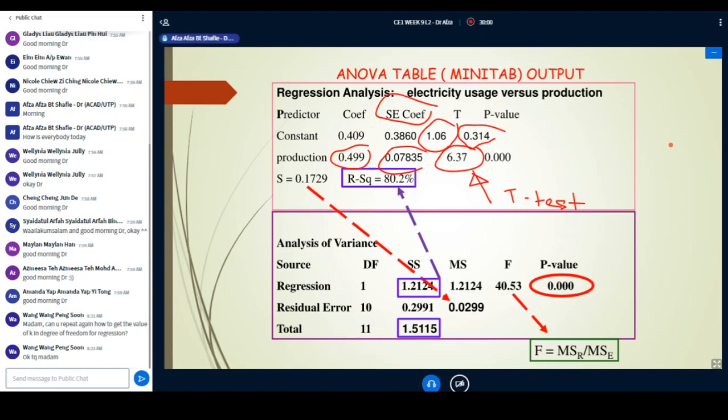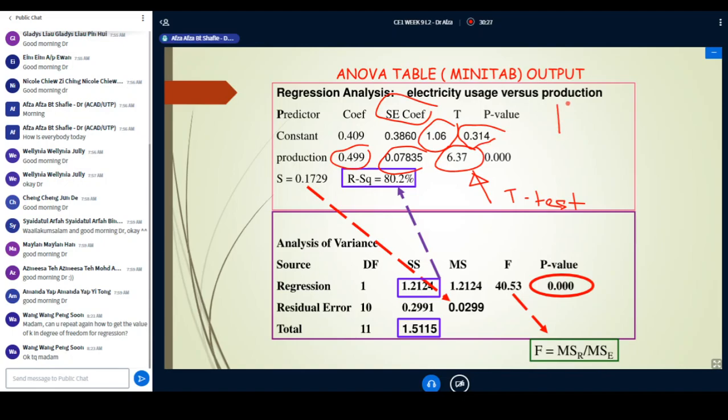That means the line will pass through the origin. It doesn't matter because the t is basically not significant, because you get 0.314. How do I know it's not significant? Because I will always compare that with 0.05. So when I compare this with 0.05, I got 0.3, which is greater than 0.05, so I cannot reject my H naught.